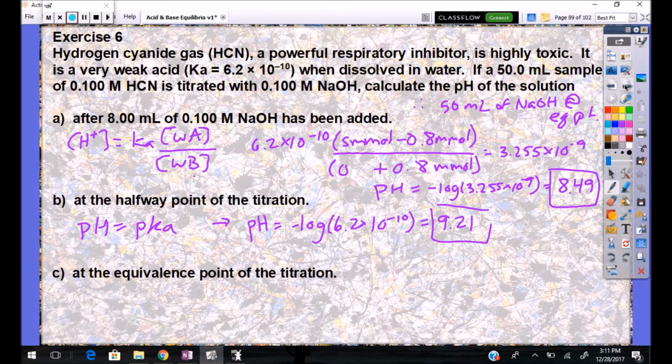All right, here we go. So I know that at my equivalence point, I've used 50 milliliters of NaOH because these are the same concentration. So I have to keep that in mind. So if I've only added 8 milliliters, I am definitely nowhere near that equivalence point. So I'm still going to be basic.